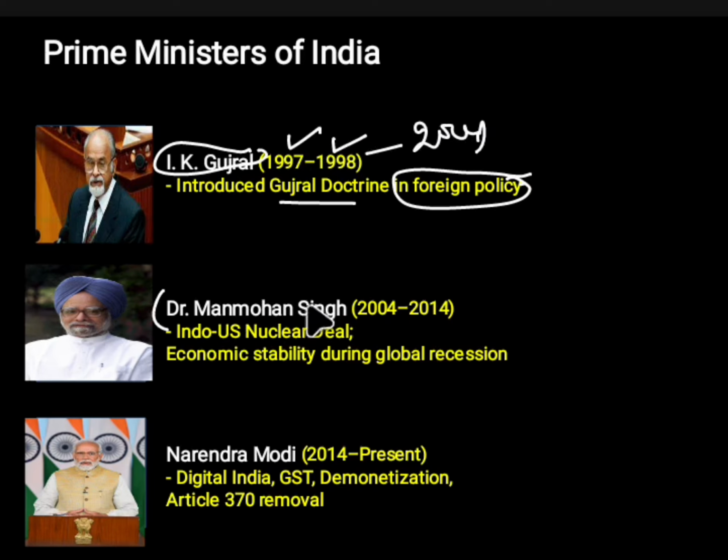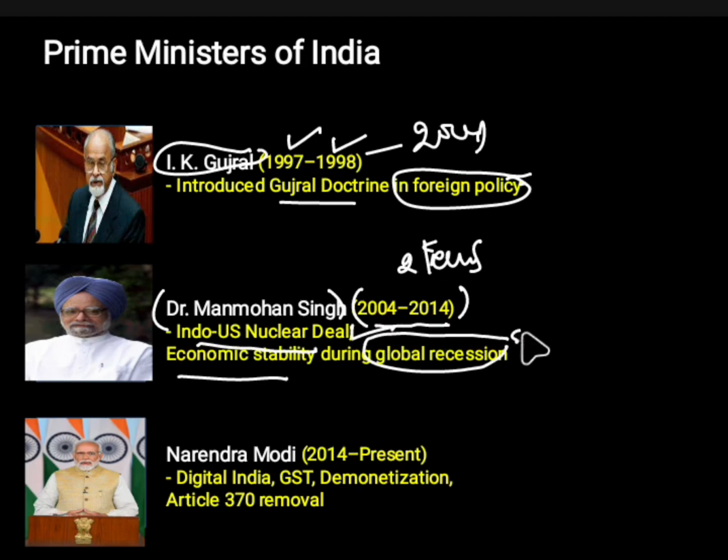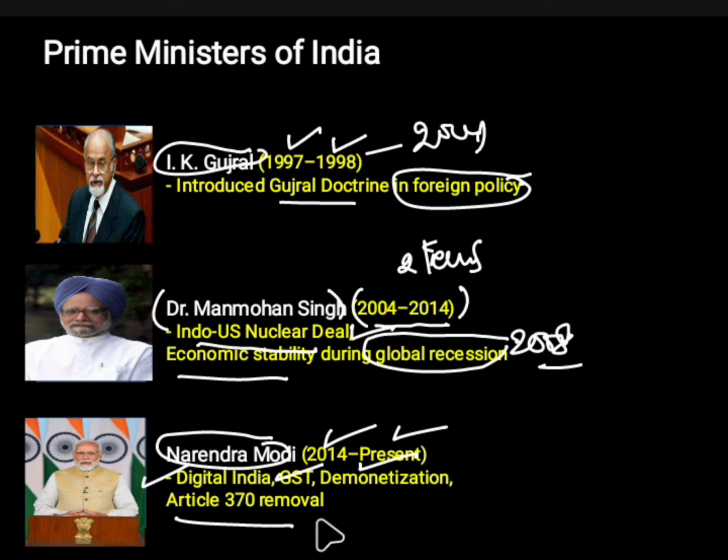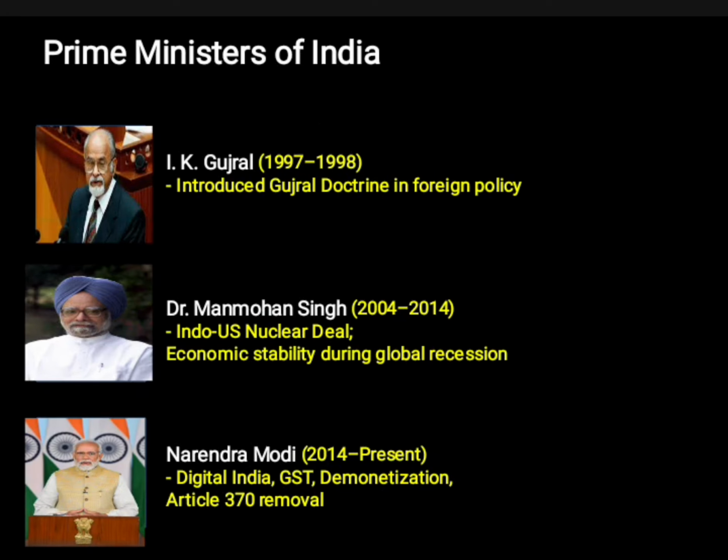And the next Prime Minister, Dr. Manmohan Singh, from 2004 to 2014. He served for 2 terms. The Indo-US nuclear deal was successfully concluded, and economic stability during the global recession happened in 2008. And the 15th Prime Minister of India, Narendra Modi, from 2014 to present. During his tenure, Digital India, GST, demonetization, and Article 370 removal, these key events happened during Narendra Modi's tenure. So this is the list of all Prime Ministers of India from 1947 to 2025.